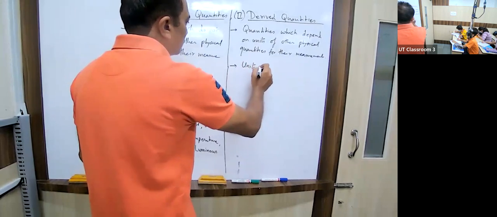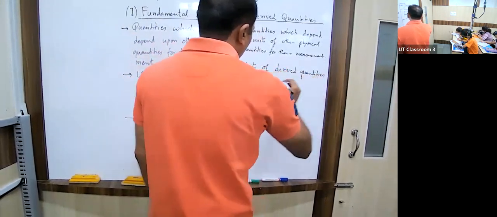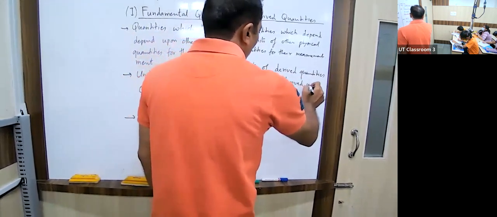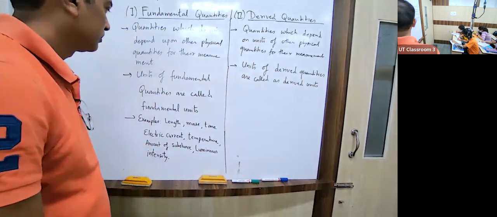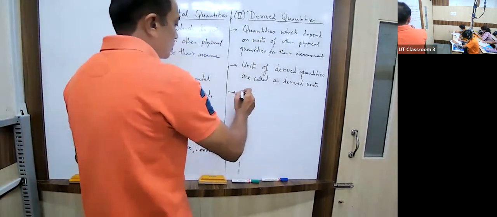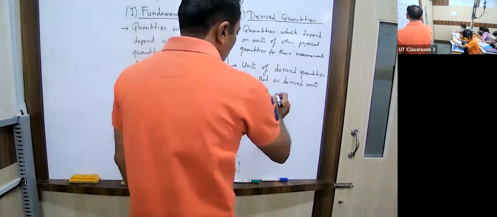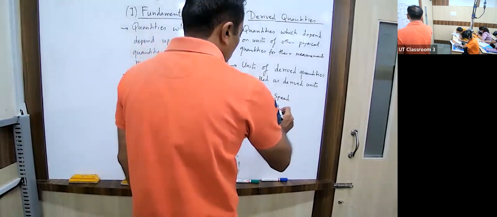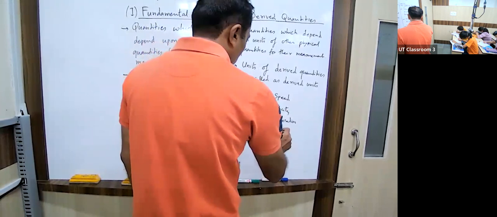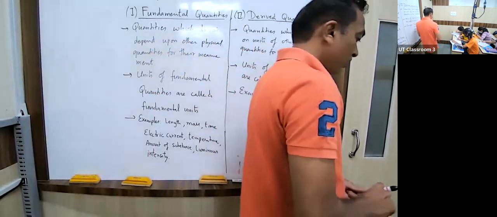So units of derived quantities are called derived units. So, example: speed. There are so many, thousands of derived quantities.